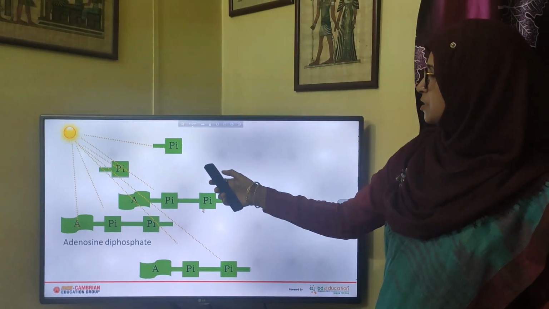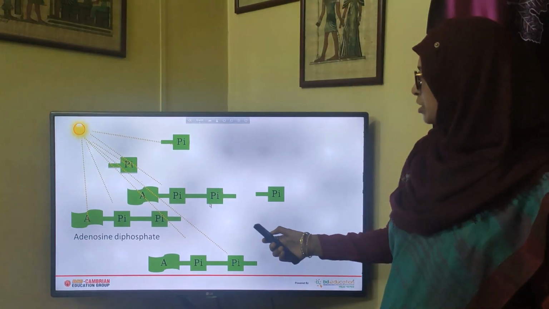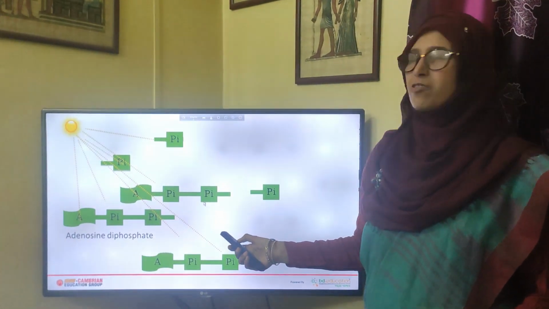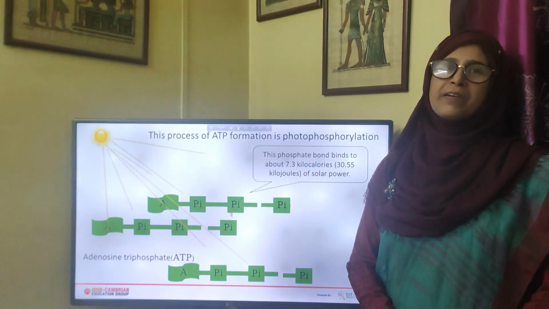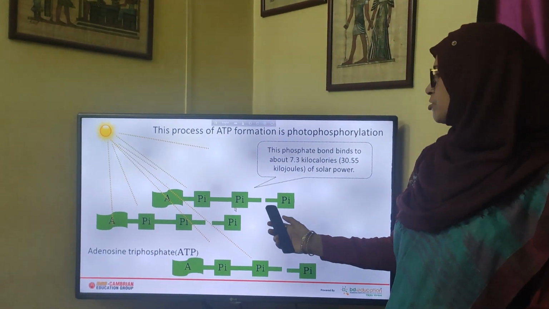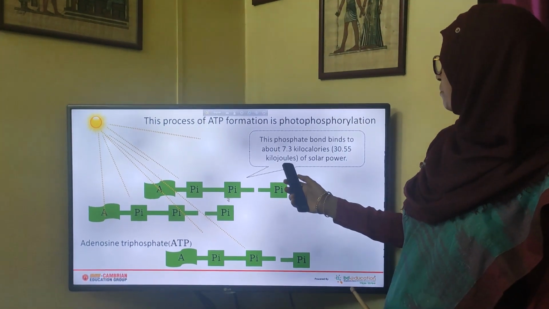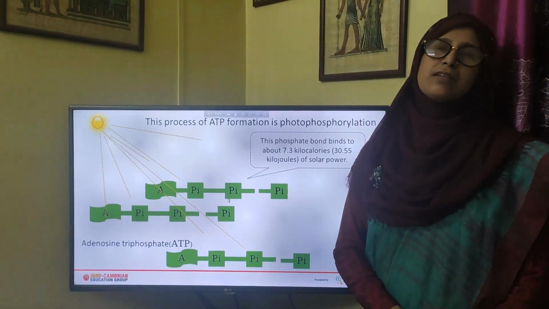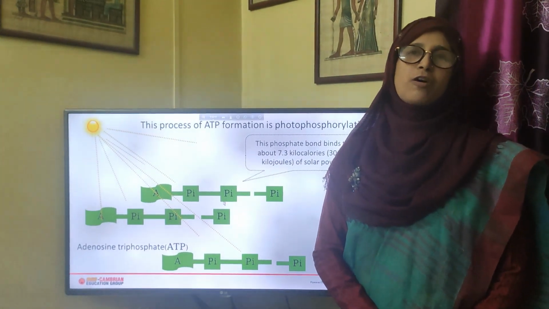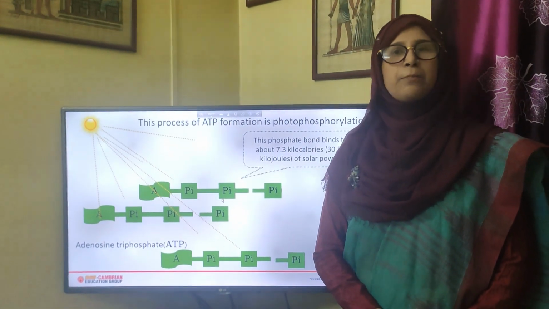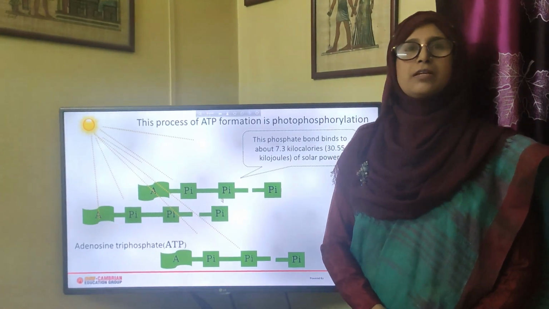Let's see, this Pi means chlorophyll molecules absorb photons from the sunlight and add to ADP, that means adenosine diphosphate, and produce ATP, that is adenosine triphosphate. Previously you have learned, when the third phosphate, Pi, is added to ADP, then 7.3 kilocalories of energy is stored. So the process of production of ATP by adding Pi to ADP in the presence of light and chlorophyll is known as photophosphorylation.